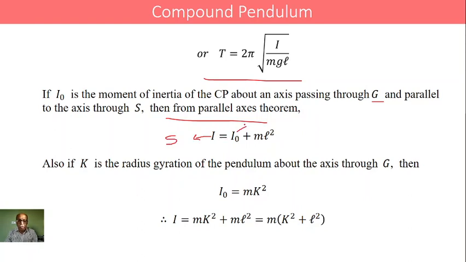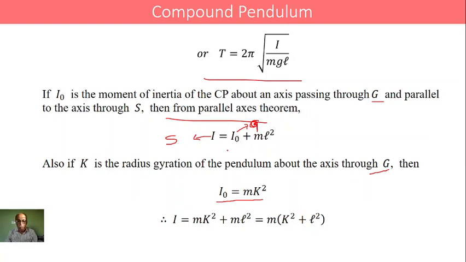I naught is the moment of inertia of the same body about another axis passing through the center of gravity G. Therefore, I is equal to I naught plus ml square, where m is the mass of the compound pendulum and l is the distance between the point of suspension S and the center of mass G. Also, if k is taken as the radius of gyration of the pendulum about the axis G, then I naught will be equal to mk square.